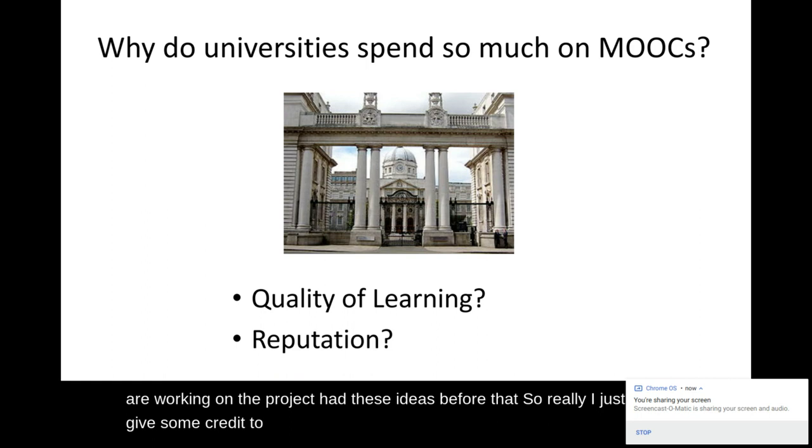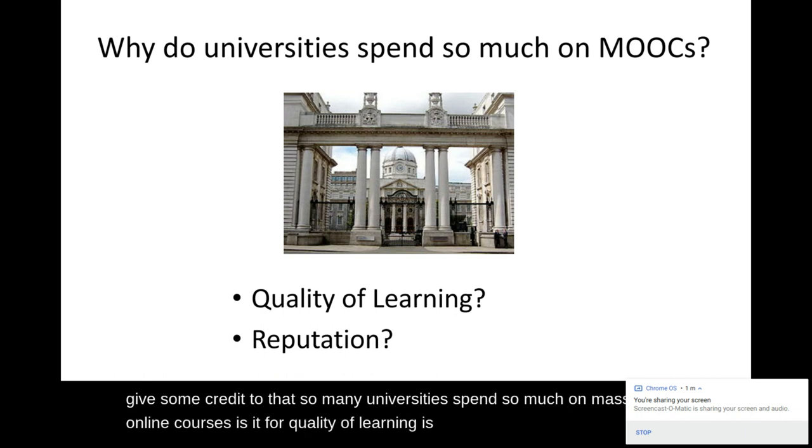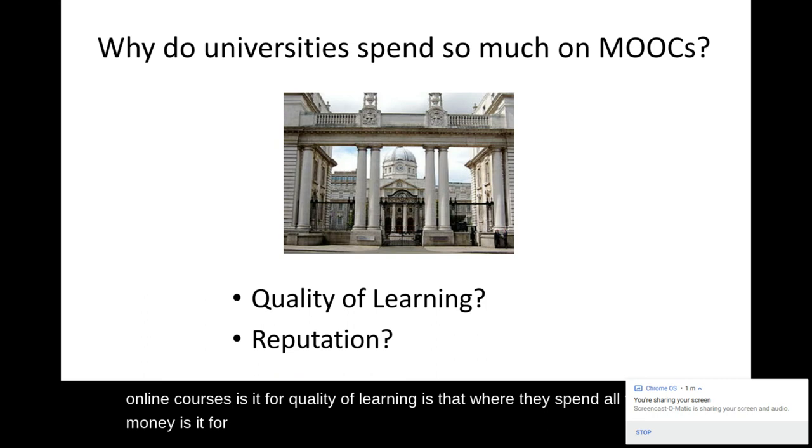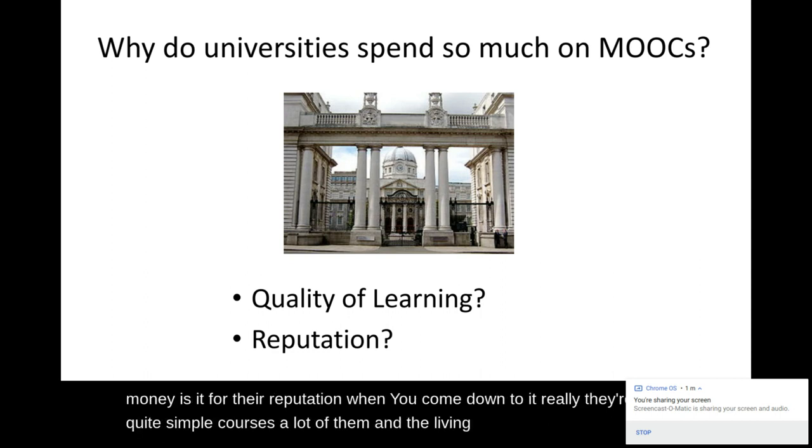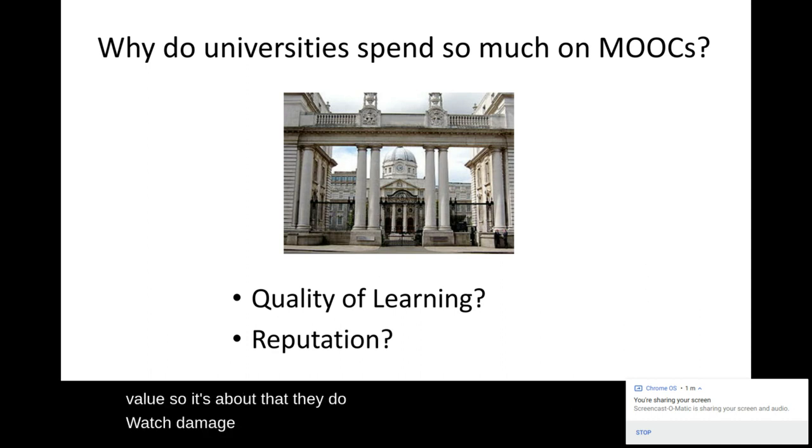So, why do universities spend so much on massive open online courses? Is it for quality of learning? Is that why they spend all the money? Is it for their reputation? When you come down to it, a lot of them are really quite simple courses, and the money being spent is more in production value. So it's about not wanting to damage their reputation. You can achieve a lot with less.